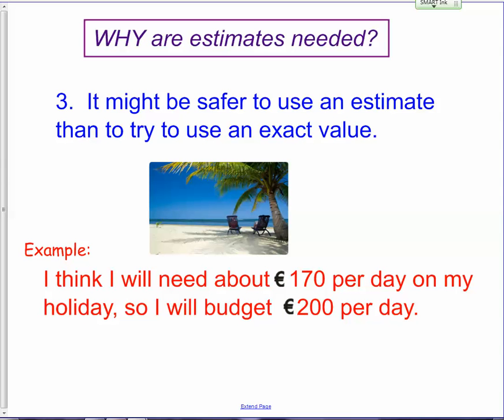It might be safer to use an estimate. So I'm planning my wonderful Bali holiday, and I am estimating that I'm going to need about €170 per day for my expenses on my trip, for my food, eating out, my entertainment, going out on a boat ride, etc. So I want to be safe and make sure I don't run out of money on my holiday. So I might round that up and budget €200 per day.